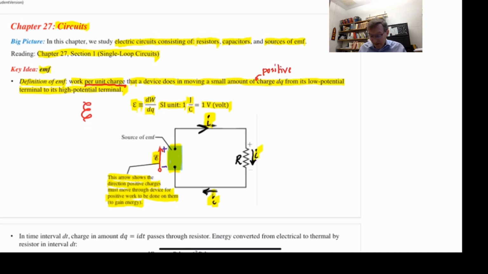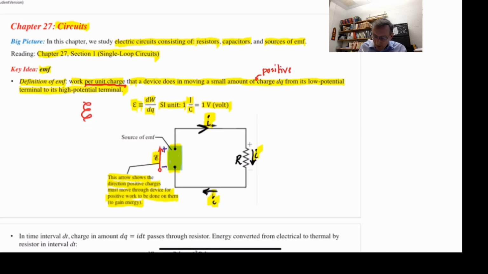Current does not get used up. It's more like if this were a closed pipe filled with water that had a little pump that just continually circulated the water around. And there are no leaks anywhere. So the water doesn't get used up as it goes around, okay? Current is somewhat like that.